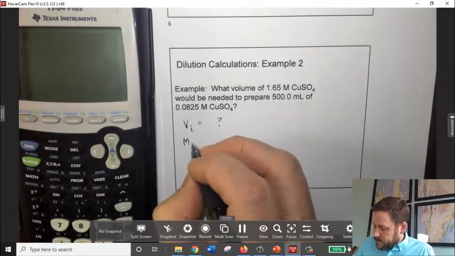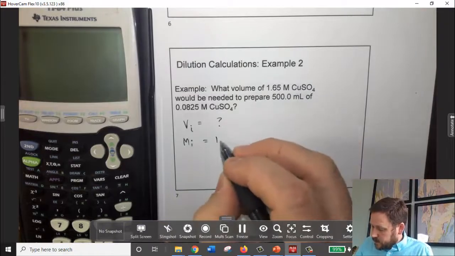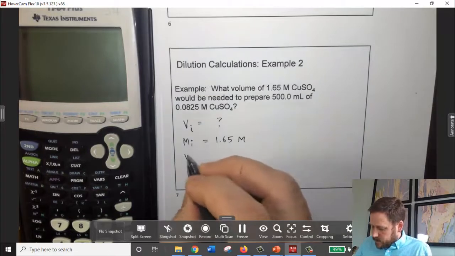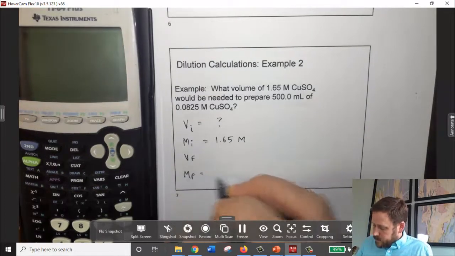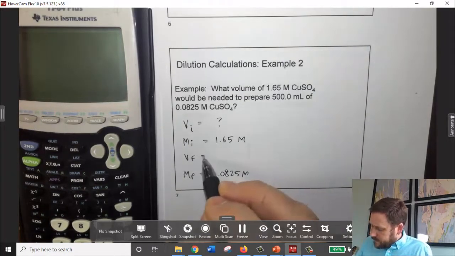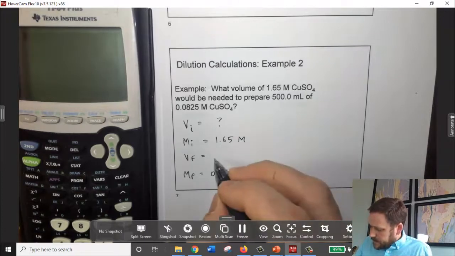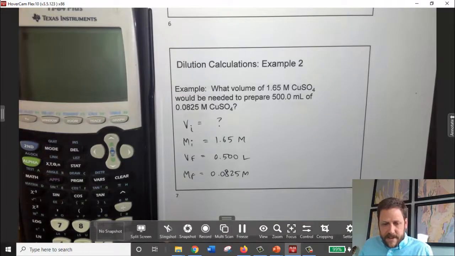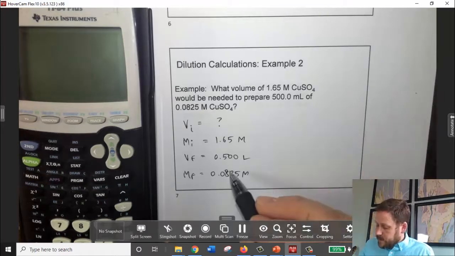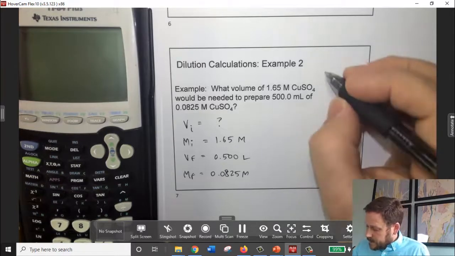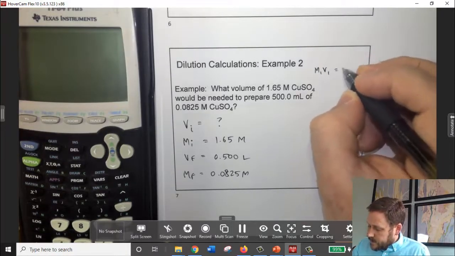The initial molarity of the stock solution is 1.65 molar. The higher concentration is always the initial concentration. The final concentration that I want to make is 0.0825 molar, and the final volume is 500 milliliters. Now, just to make a point, I'm going to go ahead and put this number in liters. If I had kept it in milliliters, then my final answer when I do the calculation would have come out in milliliters. Converting it to liters is going to give me a final answer in liters. And again, the formula that I introduced is M_I V_I equals M_F V_F.